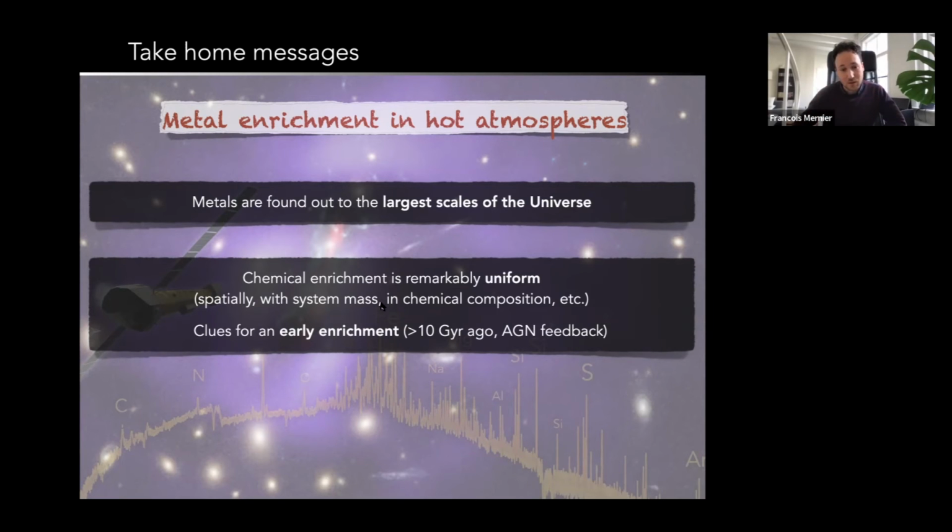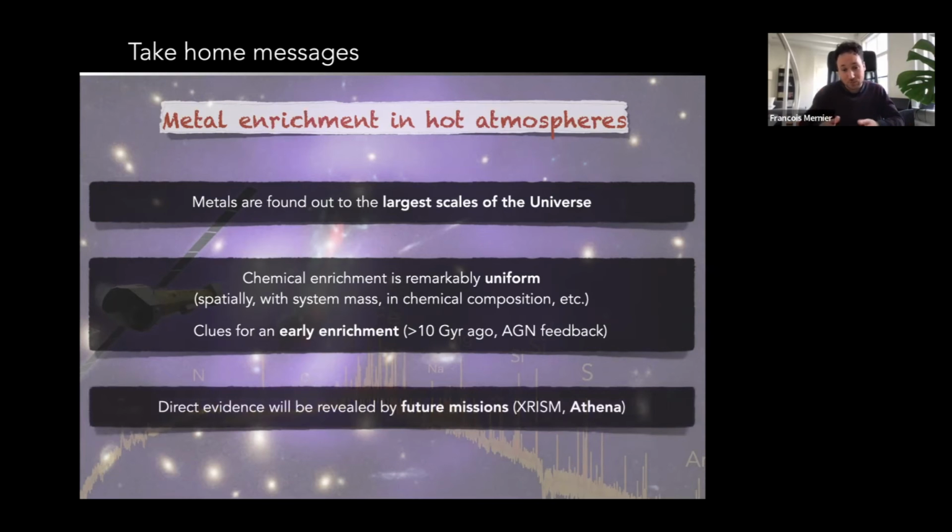The clues are just the fact that everything seems to be remarkably uniform, especially with system mass and chemical composition, etc. But of course, we would really like to confirm this picture, and also find more key questions, as I've addressed in this talk. This direct evidence will be revealed by future missions, and in particular by Athena. So I think I will stop here. I hope that I have convinced you that Athena will be essential for this science. And I will be happy to take any questions.